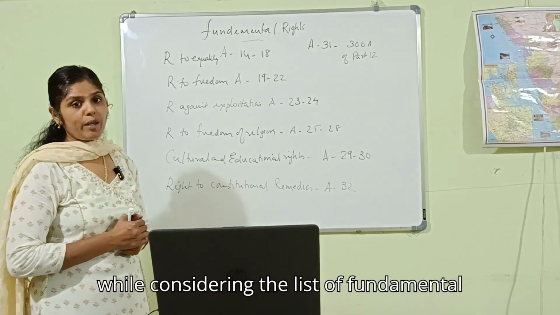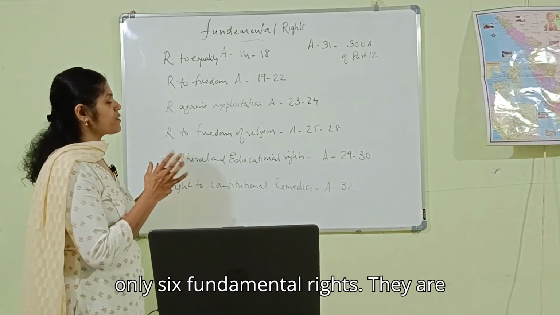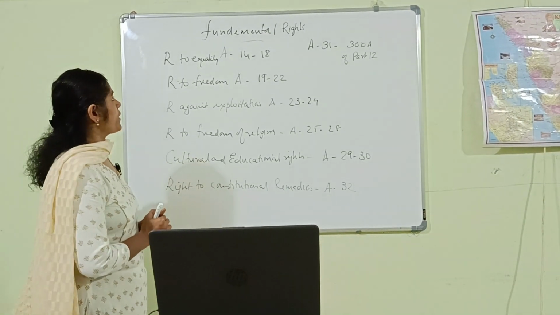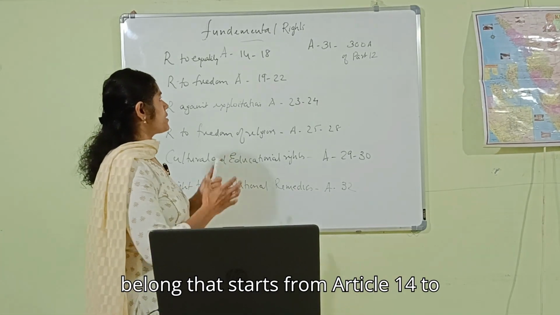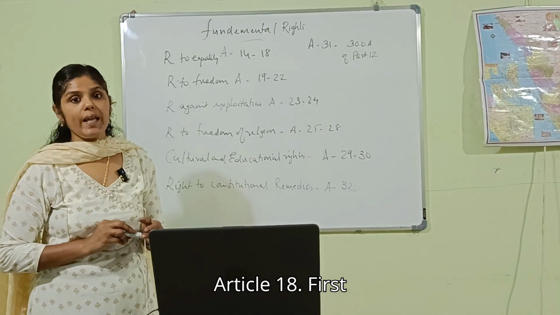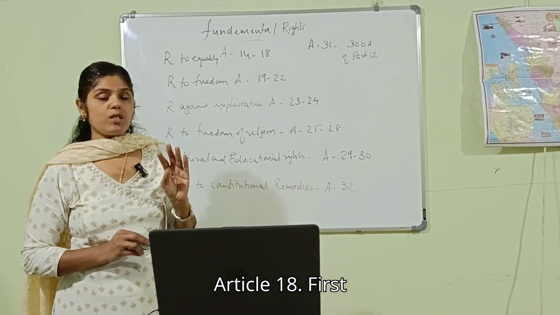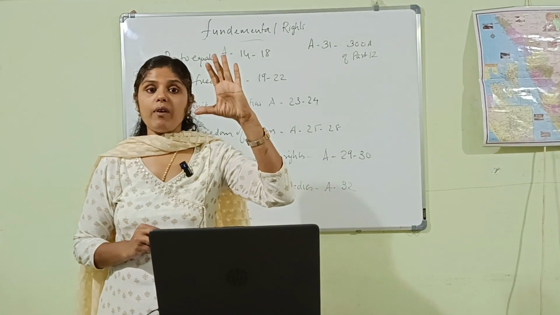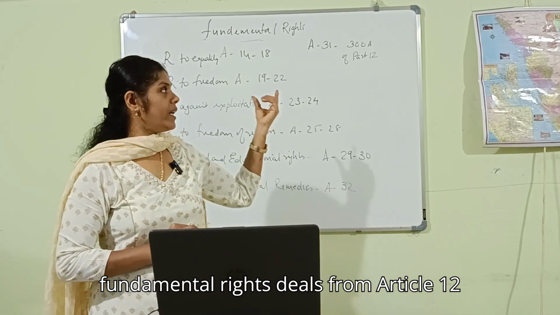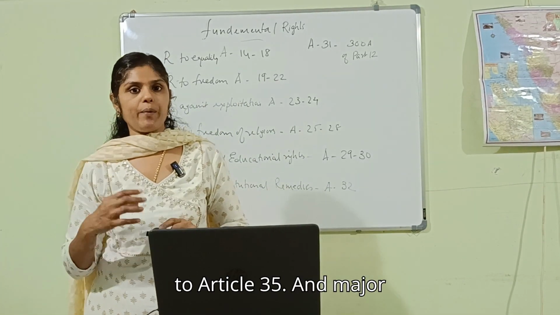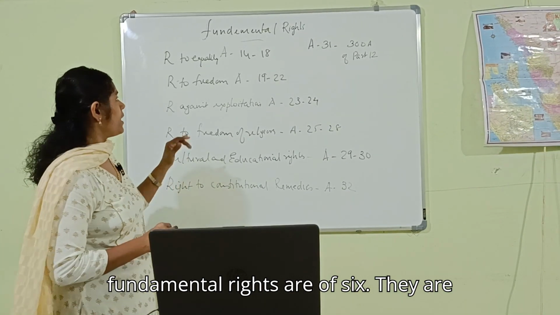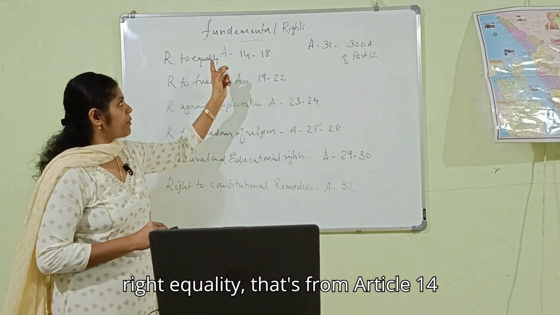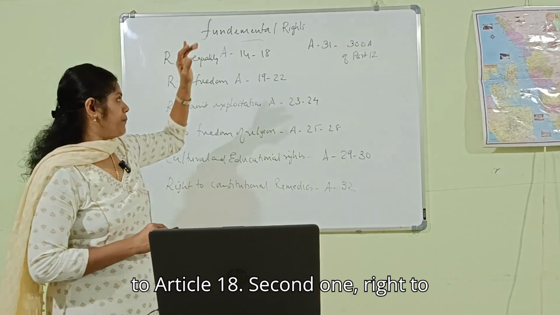While considering the list of fundamental rights in the Indian Constitution, there are only 6 fundamental rights. They are: first one, right to equality, that starts from Article 14 to Article 18. First of all, you have to understand that fundamental rights deal from Article 12 to Article 35. And the major fundamental rights are 6. They are right to equality, that's from Article 14 to Article 18.